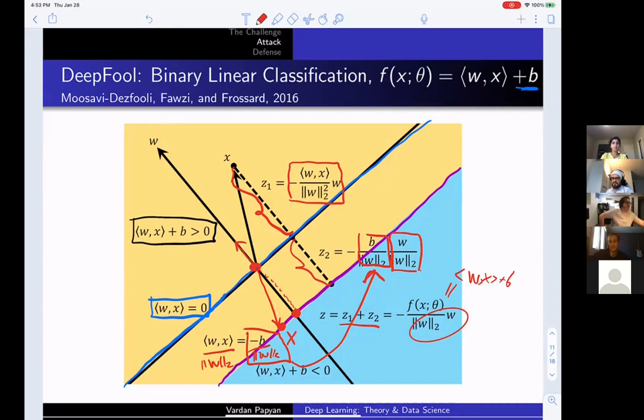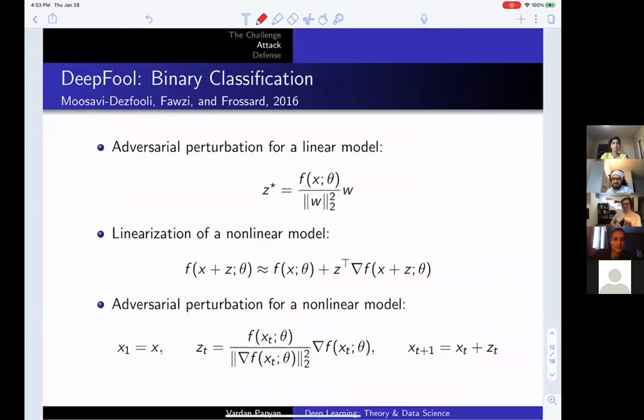Thank you, Tristan. So basically, what do people do with nonlinear models? They just linearize them and hope for the best, right? That's the approach. So imagine you have a nonlinear function f, which depends on parameters theta. So this is your deep net. Now imagine you just calculate a Taylor series expansion of this function around the point x.